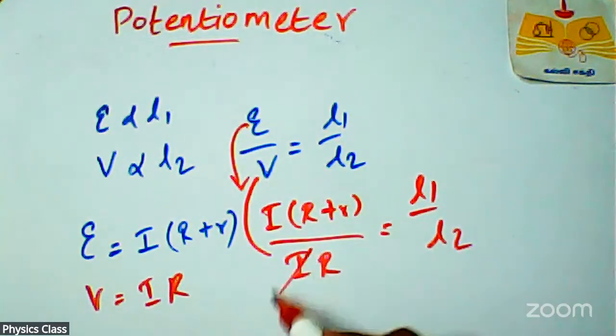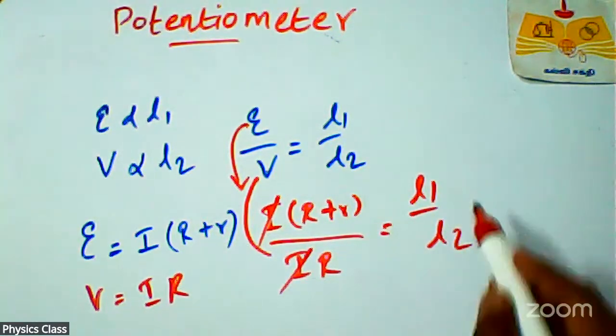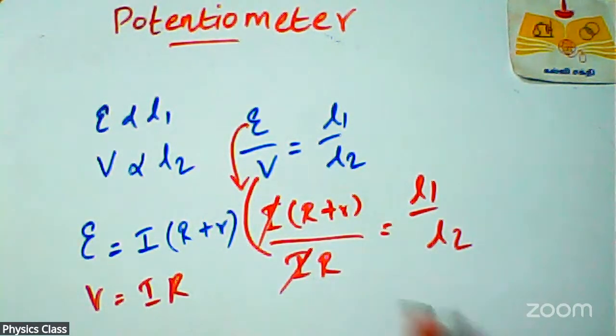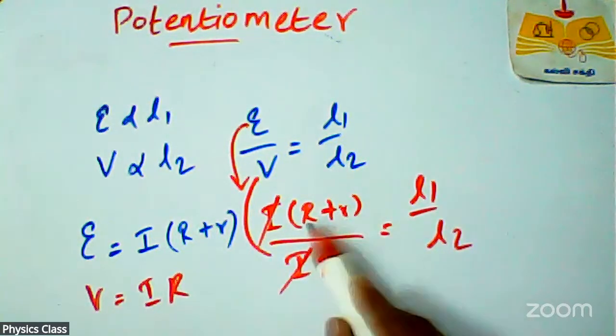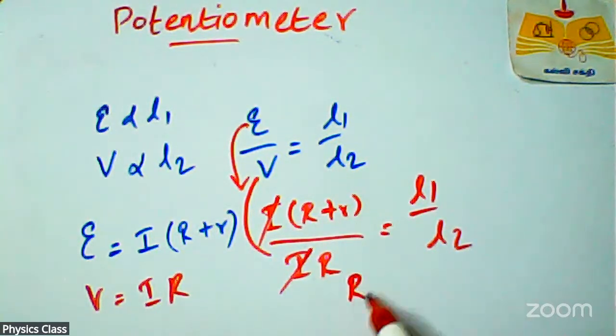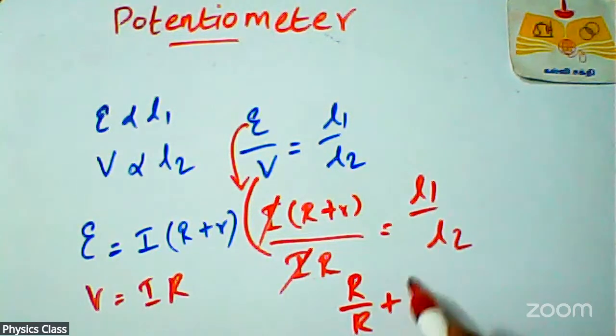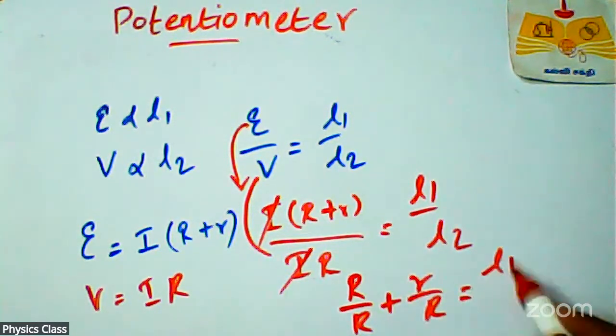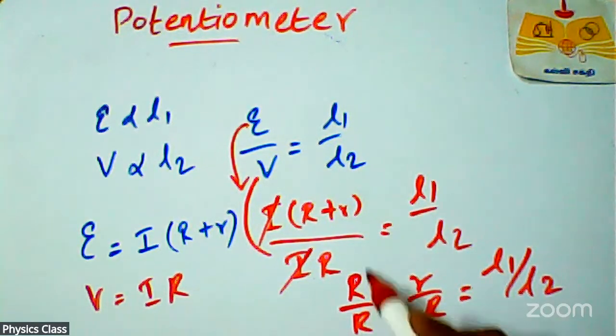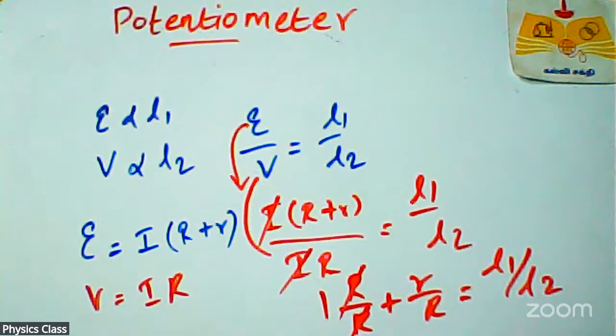You can cancel I because the same current is passing through this circuit. So cancel I into I. (R + r)/R is equal to L1/L2. And this R belongs to both these terms. So r/R + R/R is equal to L1/L2. R/R cancels to 1. So 1 + r/R is equal to L1/L2.